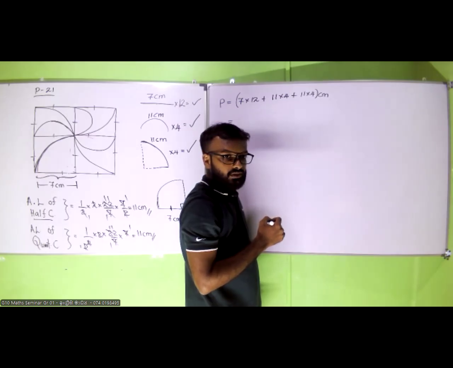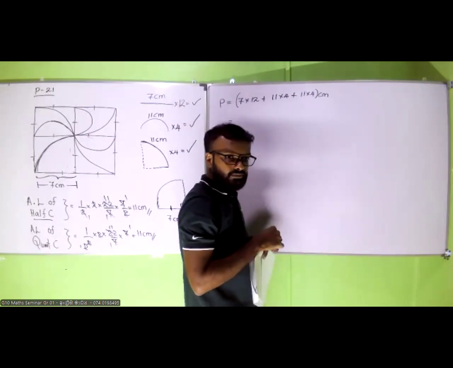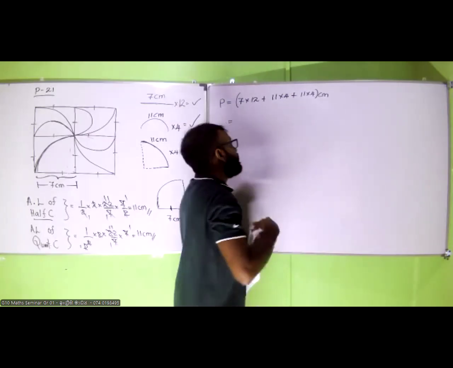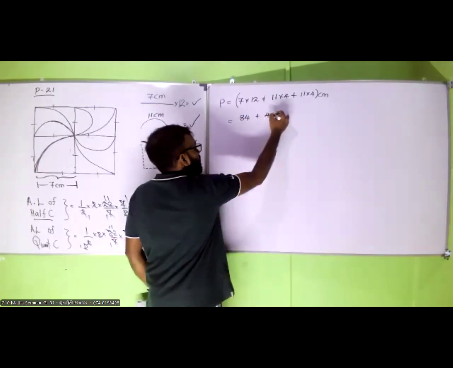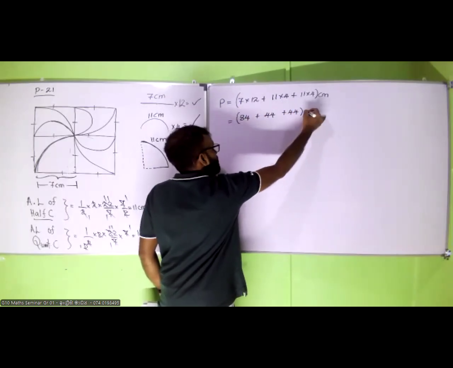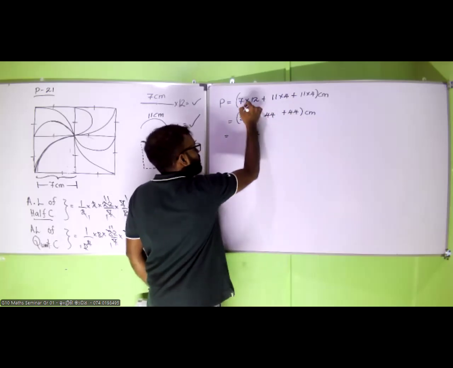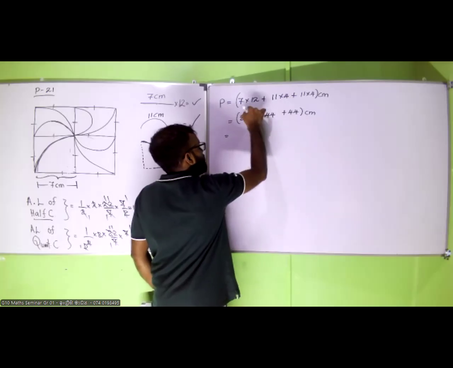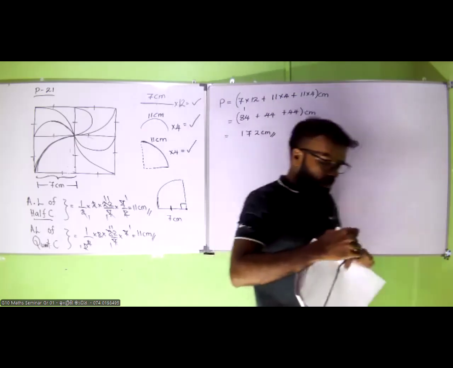Who is going to answer this? 7 into 12. What is the answer for 7 into 12? 84. Super, 84. Plus 44. Plus 44. Centimeters. 4 plus 4 plus 4, 12, 2, 8 plus 4, 12, 16, 17. 172 centimeters. Your answers are correct.